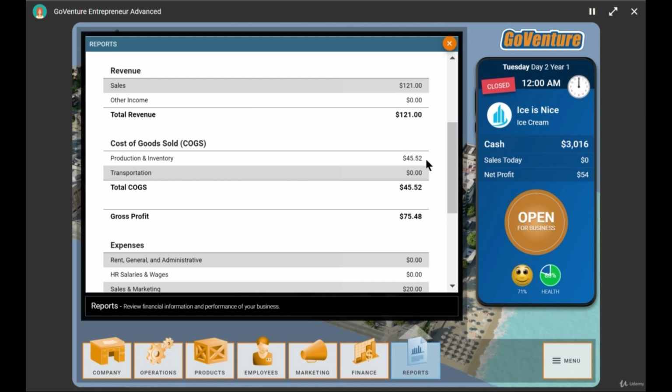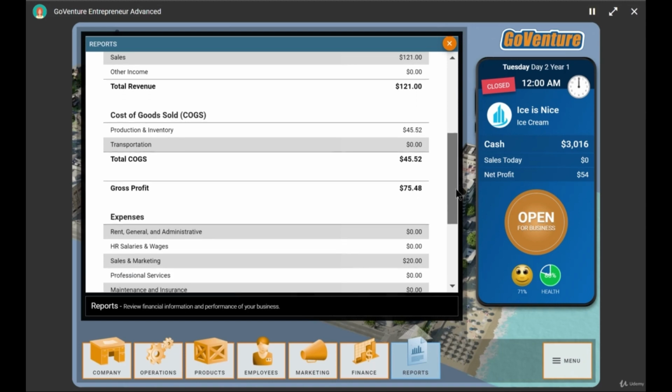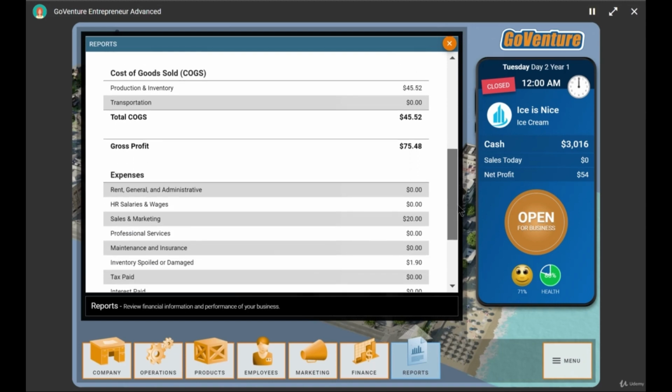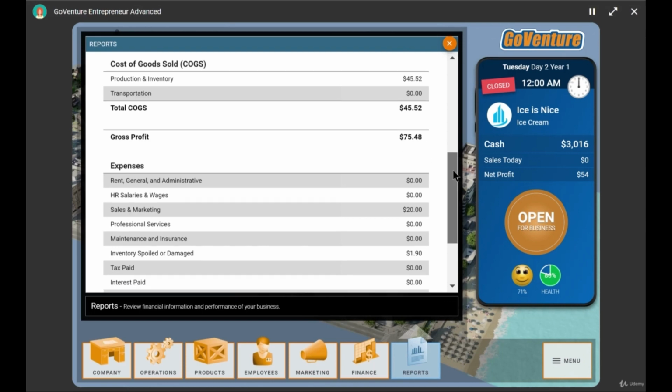Our cost of goods, $45. That's the cost of the ingredients we used to sell those products, for a gross profit of $75. So that's the same information we saw on the previous window.